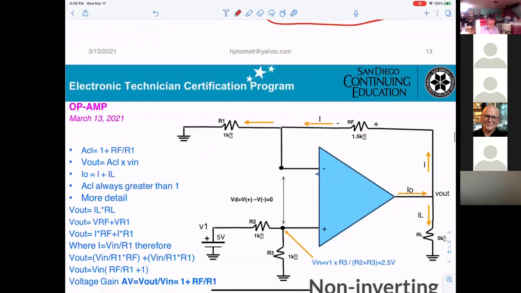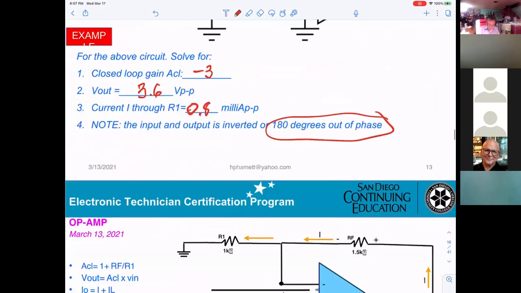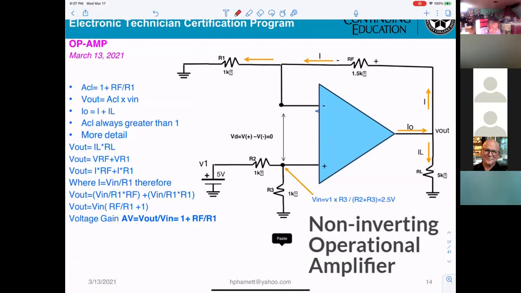Go back, Mr. Pham. The current to R1. Yeah, R1. Okay, go to R1. 0.8 milliamps. You take 1.2 volts peak to peak divided by 1.5K. How many? 0.8.